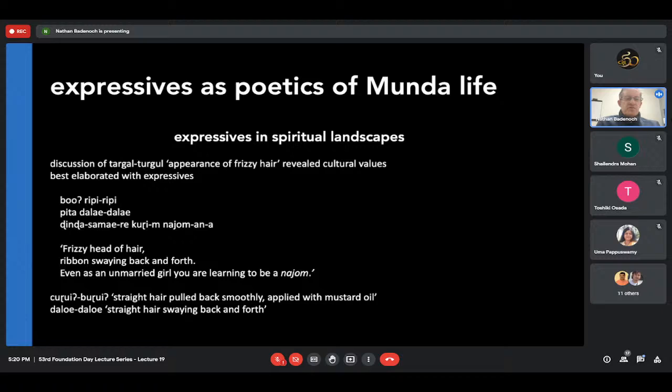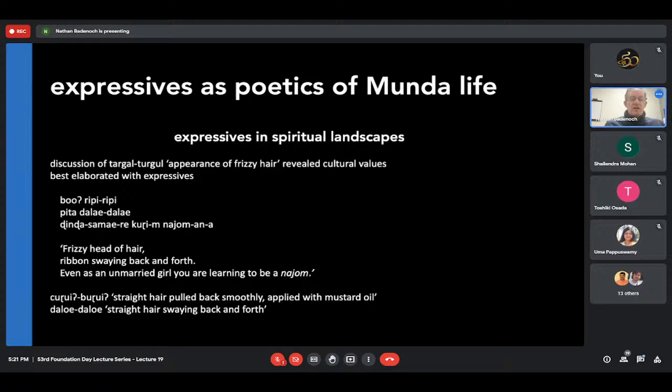The discussion then, of course, led to questions about what expressives of hair have different types of cultural meaning. For example, if ripi ripi and Targal Turgul are more abnormal types of hair, what is the more stereotypical positive image of hair? We got things such as jurui burui, straight hair pulled back smoothly and applied with mustard oil. And when that type of hair swings back and forth as a woman moves her head to the side, the expressive is daloi daloi, which is related to dalai dalai, of course. But the symbolism of the vowel there is different. So again, very fine nuances that give not only the detail of the sensory perception, but also the cultural and, in this case, perhaps spiritual implications of the use of that expressive.